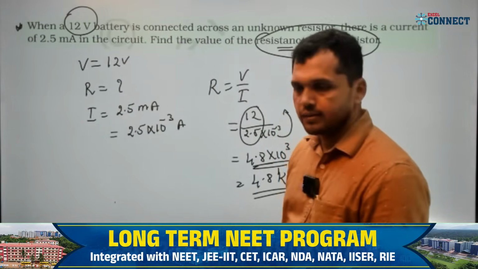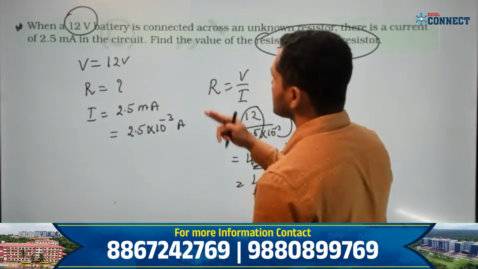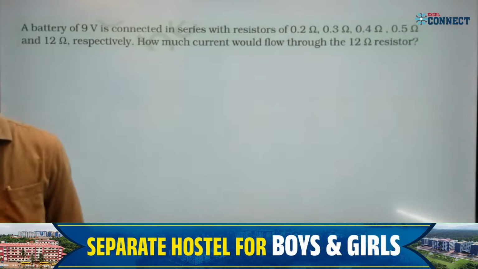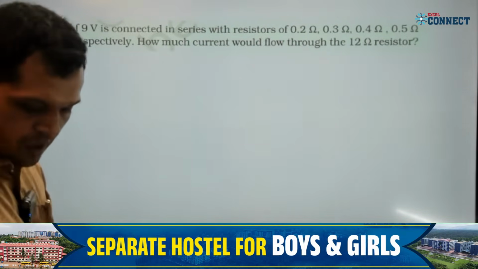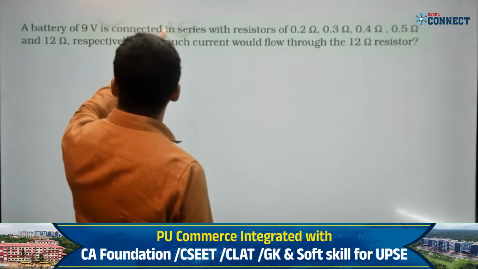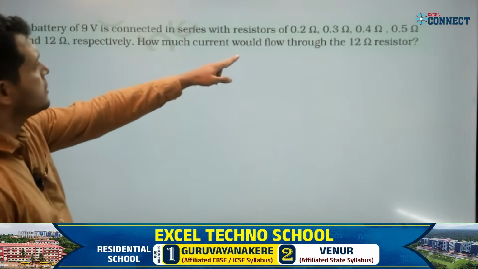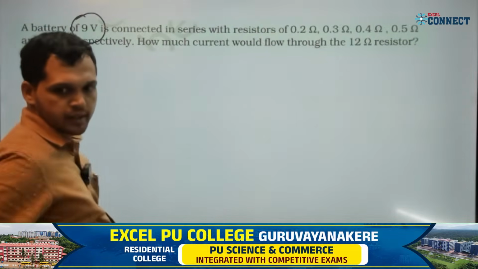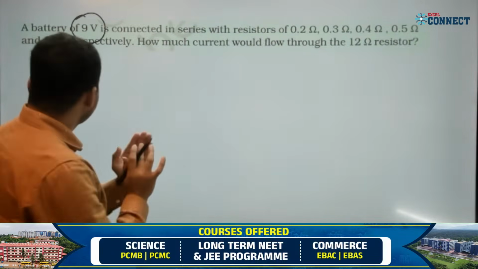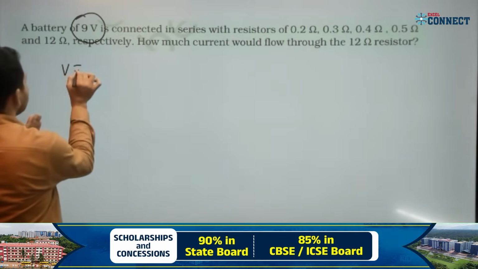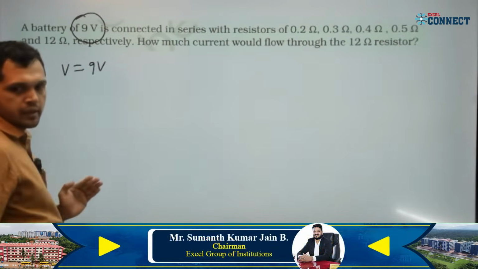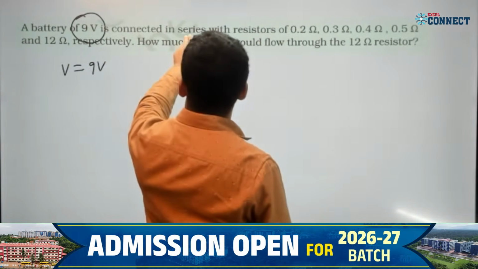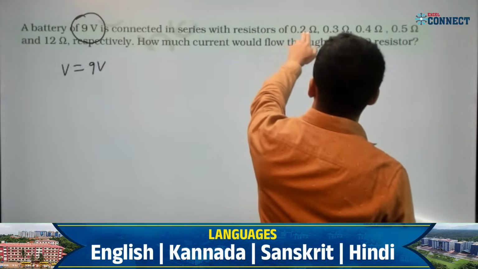Many answered the correct answer. Next, I will go for the next question. This is an easy question, right? Next question, you check. A battery of 9 volt is connected in series with some resistors. A battery of 9 volt is given. First, what I have to note down? I have to note down potential difference V is 9 volt. Next, what is given? Series with resistors.